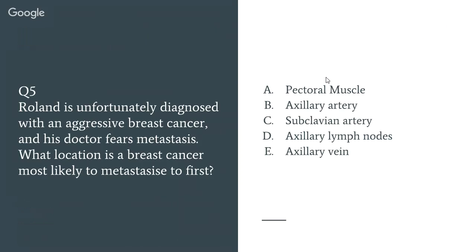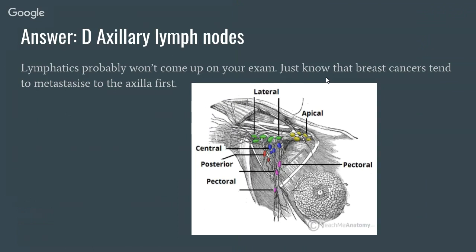Any answers? D? Good, axillary lymph nodes. So pretty much just straight up memorize that. When it comes to breast cancers, it's quite common for cancers to metastasize to the nearby lymphatics, which are usually the first place you check. And as you guys will learn next year, one of the most important components of a breast exam is to make sure you check all the lymph nodes in the axillary area.